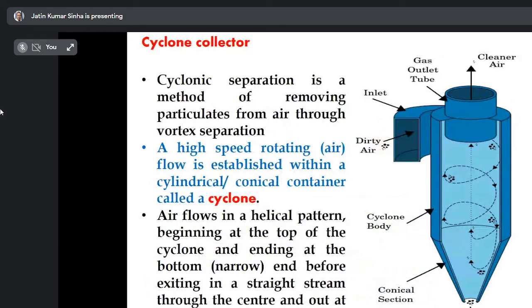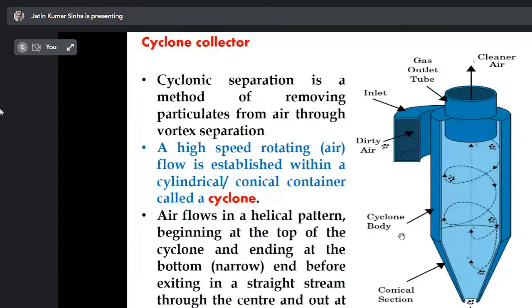Okay, so the next one is the cyclone collector. This is a very simple mechanism. So what happens? The dirty air enters from this side, and they are being rotated in these big cylindrical tubes. The denser particles will collide with the wall and move downwards, whereas the lighter particles will come to the center and move upward. So cleaner air will come out from this tube.